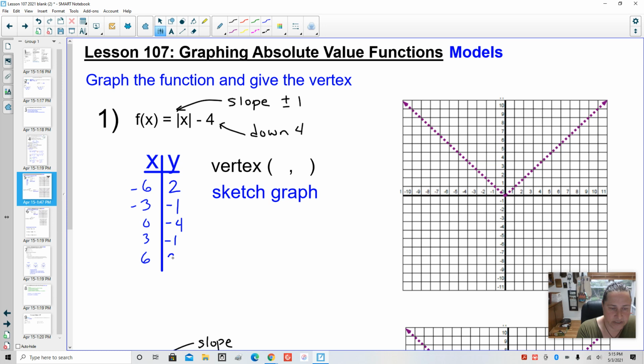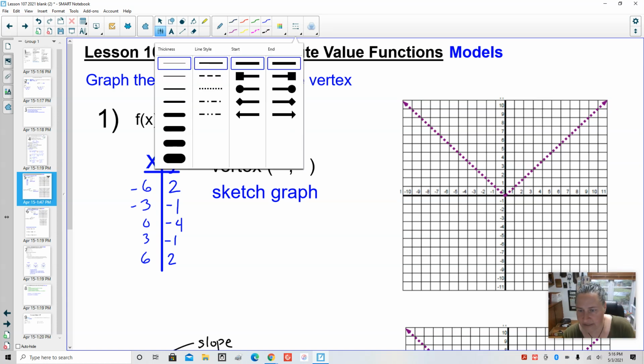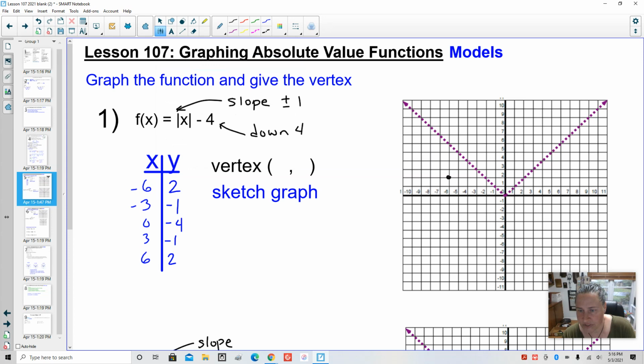So if we're to graph this, let's go ahead and go -6, +2. There it is. -3, +1. Oops, did I do that right? 1, 2, 3, 4, 5, 6. Yeah, that looks weird, but oh, -1. That's why it looked super weird. 0, -4, 3, -1, and 6, 2.